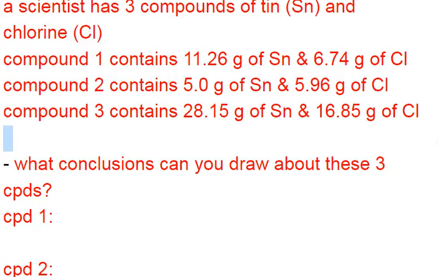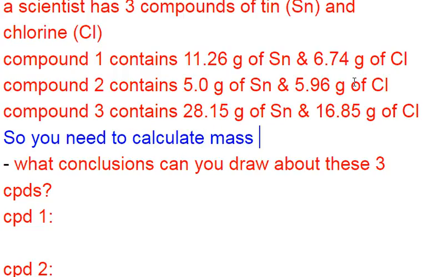So let me just type that in for the folks at home. So you need to calculate mass ratio or mass percent. If I get my choice, I'm always doing mass ratio because it's easier. I don't have to add up the total and I don't have to multiply by 100. The only thing tricky about mass ratio is if you put tin on top for the first one, you have to put tin on top for all of them. You have to compare it the same way.